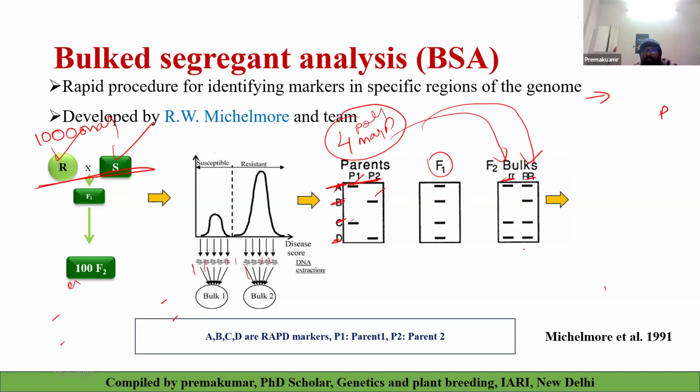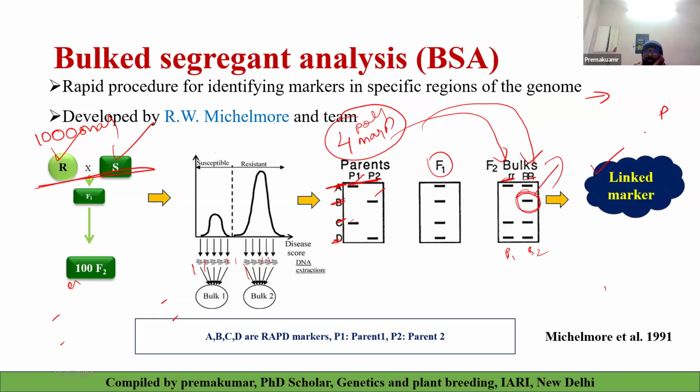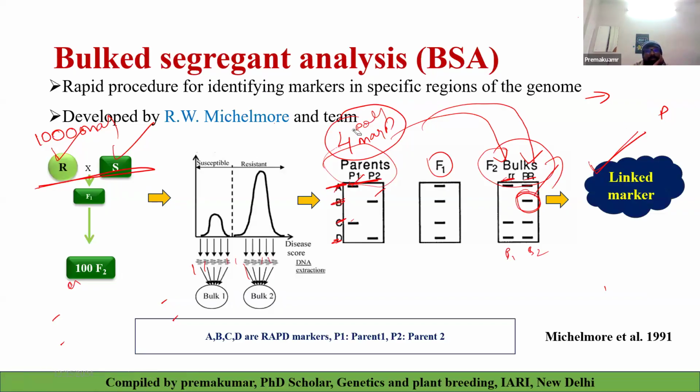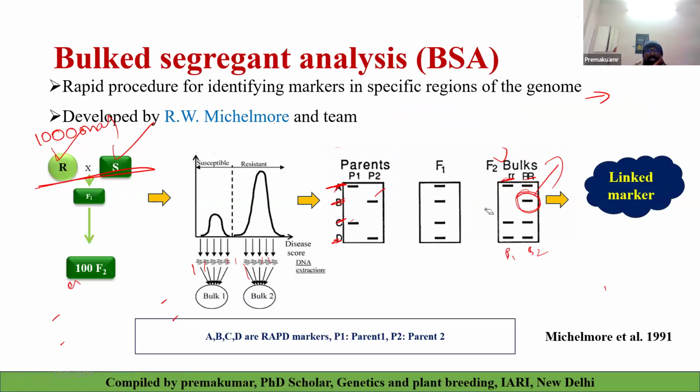But in the bulks, how many are polymorphic? This is bulk 1 and bulk 2. How many are polymorphic? Only one is polymorphic. And this one polymorphic marker is the linked marker, meaning the marker which is polymorphic between the parents and also polymorphic between the bulks. That marker is your linked marker. Okay, this is what bulk segregant analysis means.